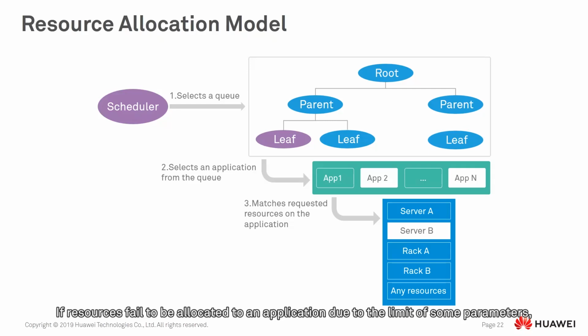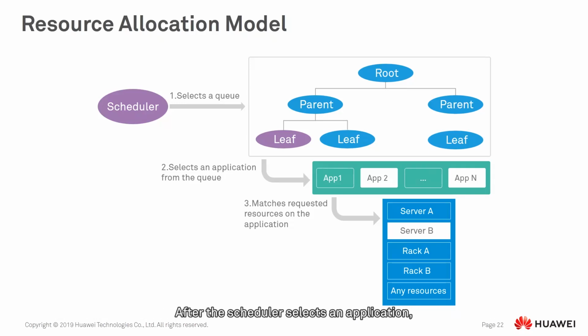If resources fail to be allocated to an application due to the limit of some parameters, the resource scheduler will select the next application. After the scheduler selects an application, the application may manage many resource requests. The scheduler first satisfies the request for local resources, and then for resources on the same rack, and finally for resources from any machine.